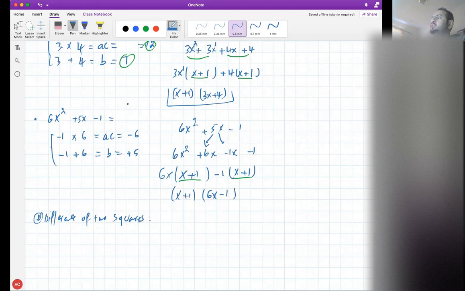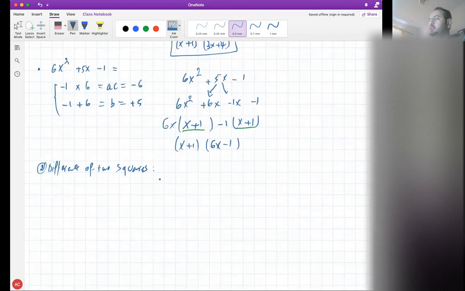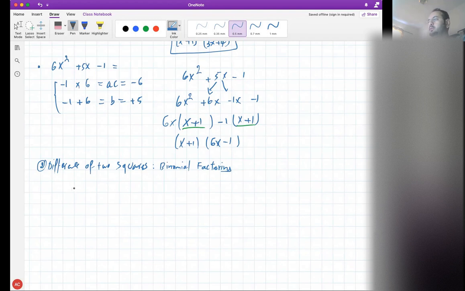So this was trinomial factoring. This one is basically called binomial factoring. Let's see how this works. Previously, we saw that we can factor something like this. So this is a binomial. Okay, so binomial, we can factor it.